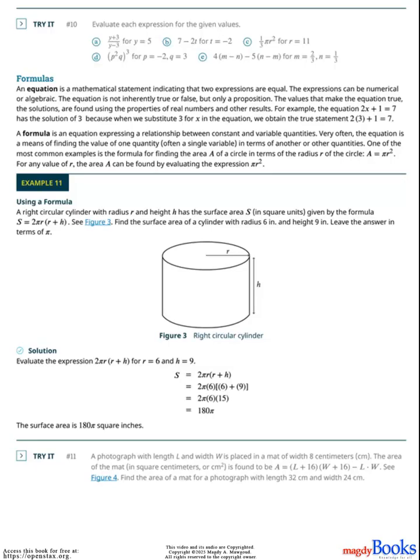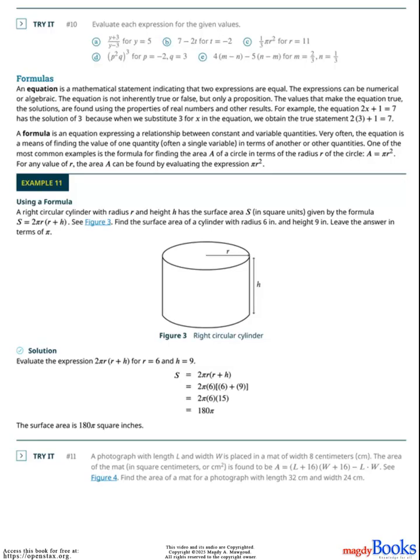Example 11. Using a formula. A right circular cylinder with radius r and height h has the surface area S, in square units, given by the formula S = 2πr(r + h). See Figure 3. Find the surface area of a cylinder with radius 6 inches and height 9 inches. Leave the answer in terms of π. Figure 3. Right circular cylinder.